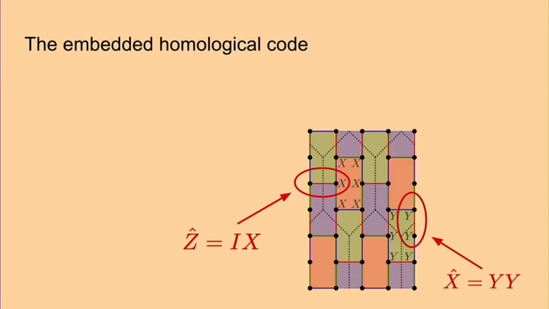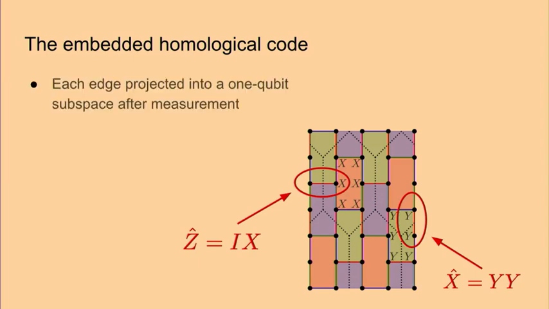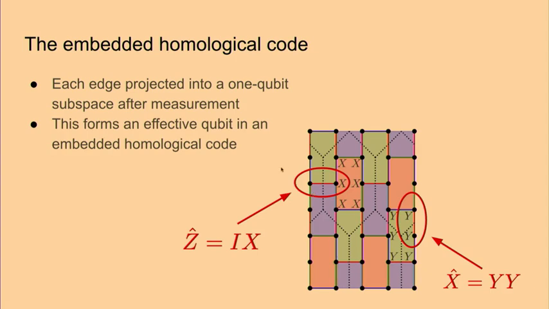Now, one useful mapping that I'll consider, to better understand the codes in this talk, is the embedded homological code. After measuring, say, here the red edges, each edge is projected into a 1-qubit subspace after measurement. And we can think of this as forming an effective qubit in an embedded homological code. On the right here, this hexagonal lattice with the dotted lines is called the red restricted lattice after the red edge measurements.